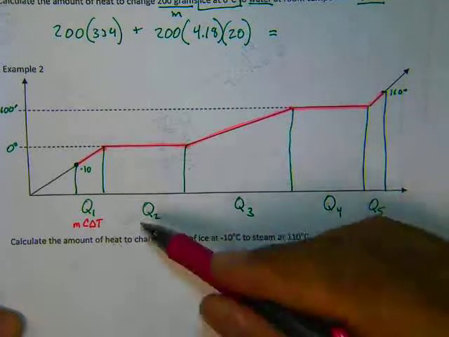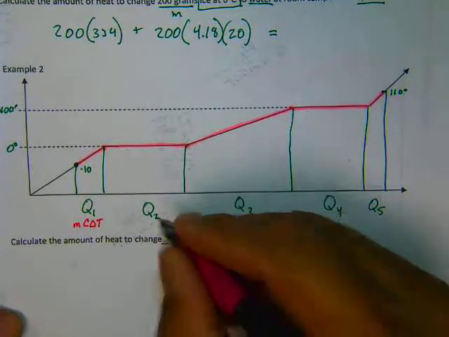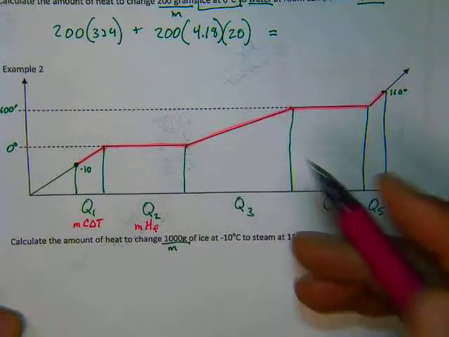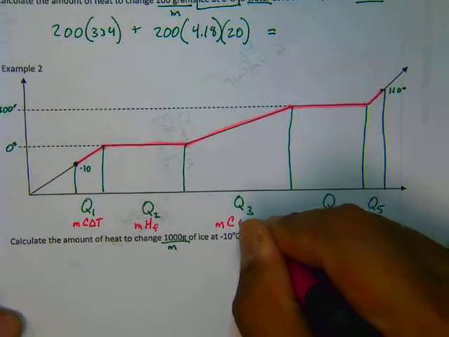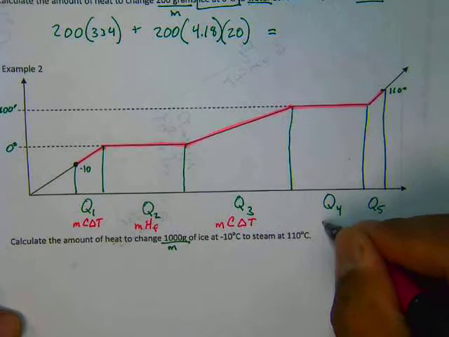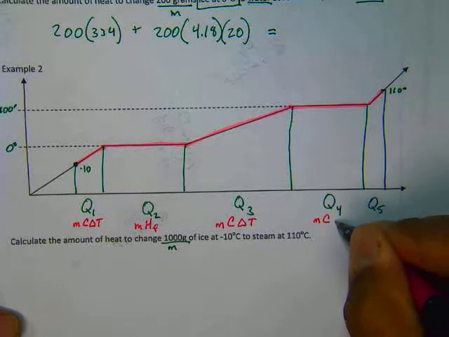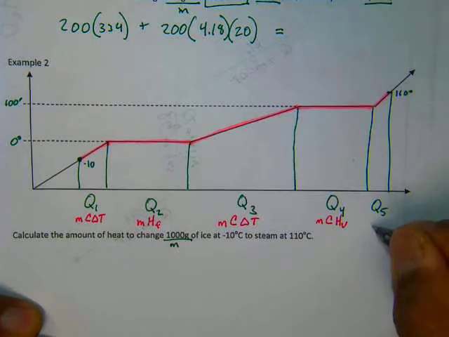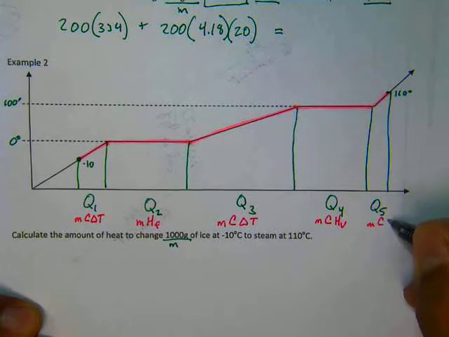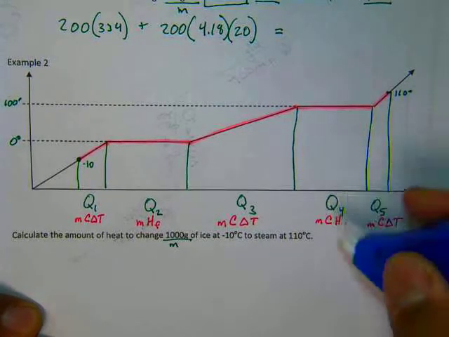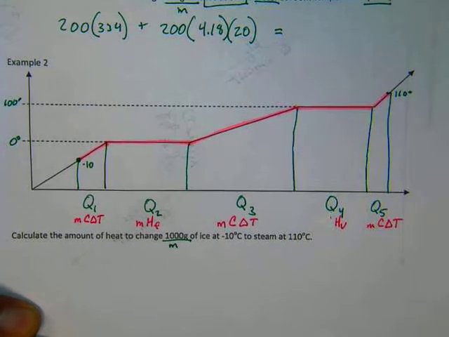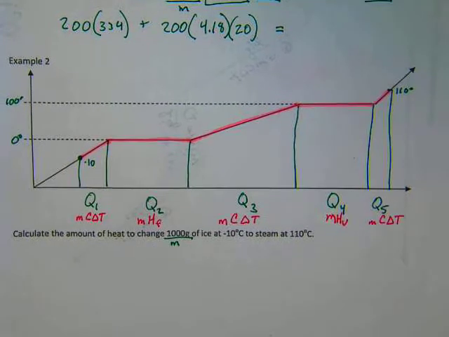And then Q2, what's our formula for Q2? MHF. Okay, so you can always flip it around. Q3, we have an increase in temperature, so we're going to use MC delta T. Q4, we're going to use HV. Remember, HV is for the boiling point when you go from liquid to a gas. And then Q5, MC delta T. I did make a mistake right here. That's just MHV, right? So MHV.